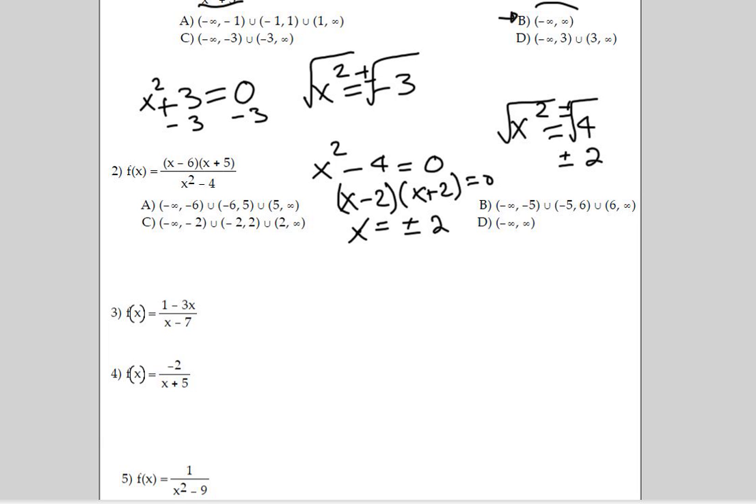So let's see. That means on a number line, if this is negative 2 and that's 2, in interval notation, it'll be from negative infinity to negative 2, but not including negative 2. Then again from negative 2 to 2, not including 2. And then from 2 all the way to infinity. Okay, so that's what the graph would look like. So let's see, that's C.